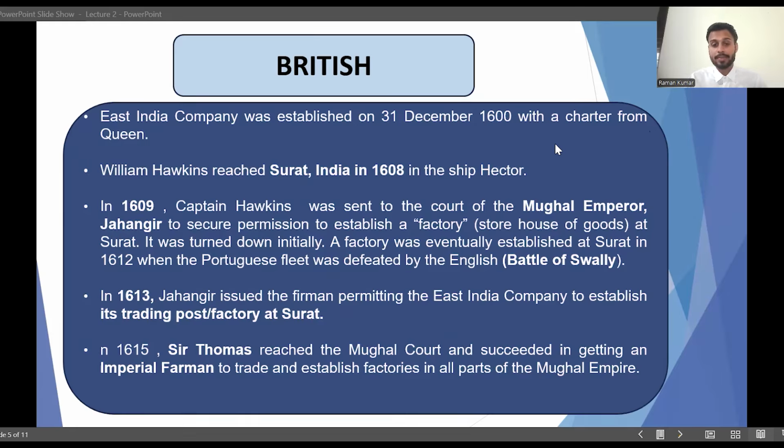In 1615, Sir Thomas Roe reached the Mughal court, and he succeeded in getting an imperial farman to trade and establish factories in all parts of the Mughal Empire. So an extensive number of factories were established after this farman of 1615 was received from Jahangir.